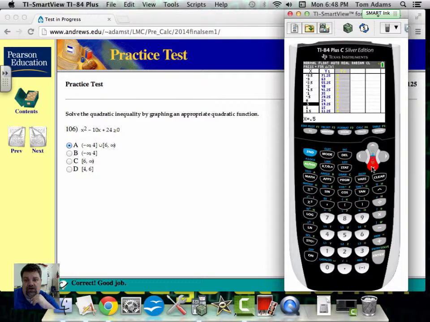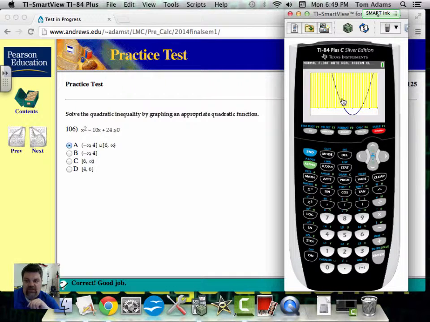Now, when I go back to 4, as I scroll down and I look at my corresponding y values, now I have negative y values, and that continues until I get to 6. So at 6, my y values become 0 or greater, and then that trend continues forever and ever. And so if I look at the graph of this function, basically A is the answer.